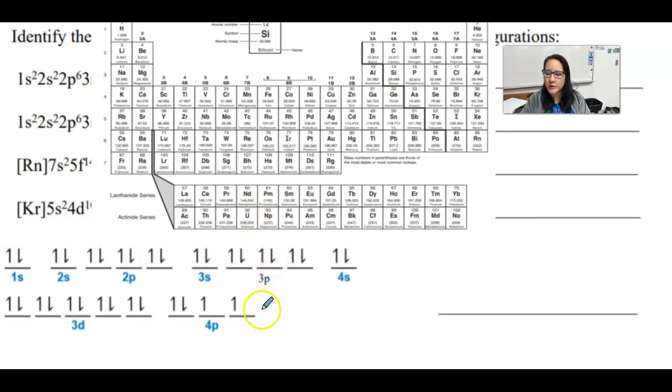When we look at the orbital notation, the very last thing we see is this, 4p, 1, 2, 3, 4. So I would go to row 4, go to the P block, and count 1, 2, 3, 4 blocks in, and that lands us on selenium.